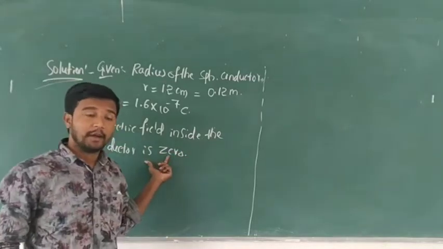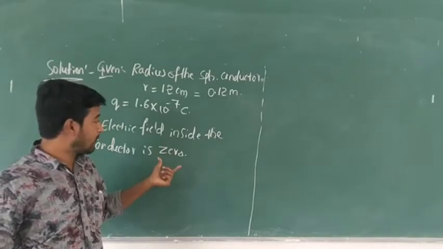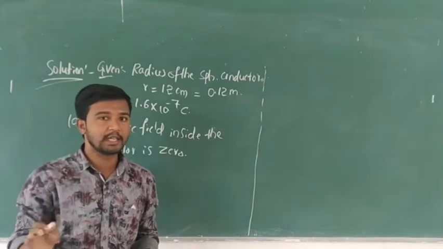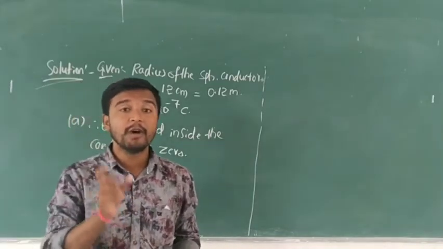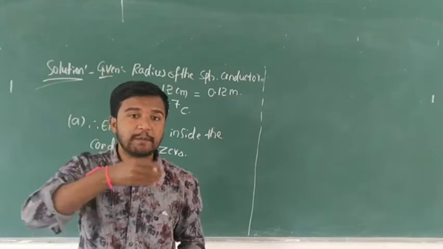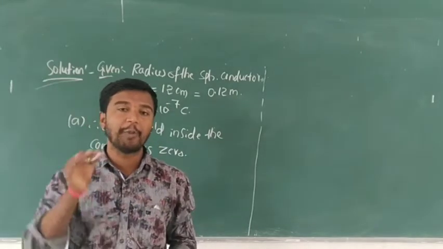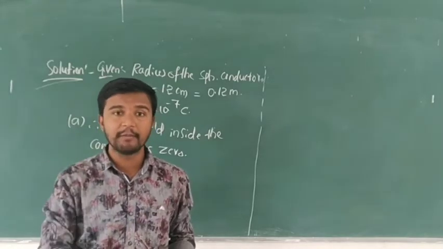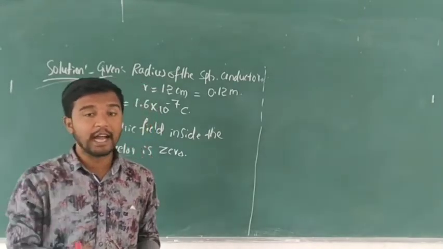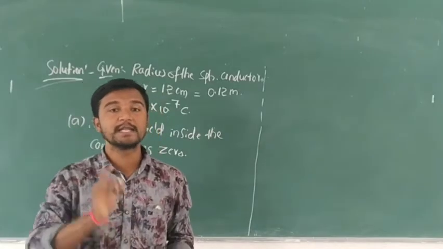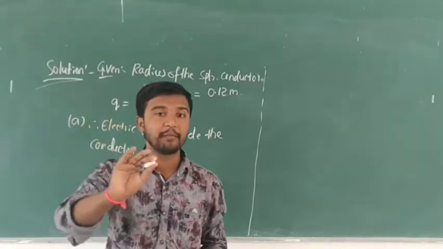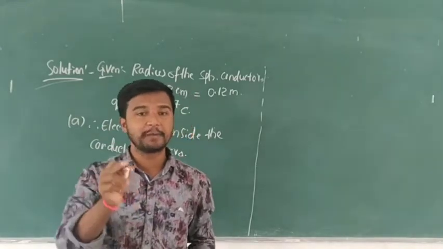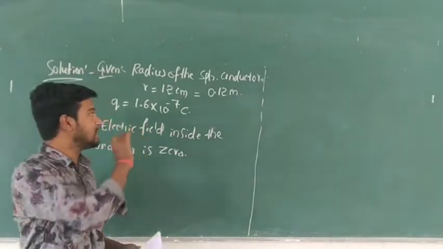Why? When an electric field passes inside the conductor, all the charges get neutralized. That's why the electric field inside the sphere is zero. You already studied this in a previous class, in Gauss law. So inside the sphere, the electric field is zero. A is zero.